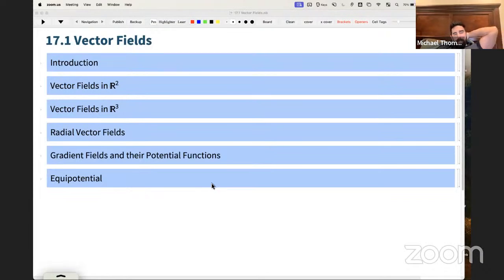All right, guys, this is a lecture on section 17.1. This is our last and final chapter. This chapter focuses on vector fields. There's a lot we can do with these things.